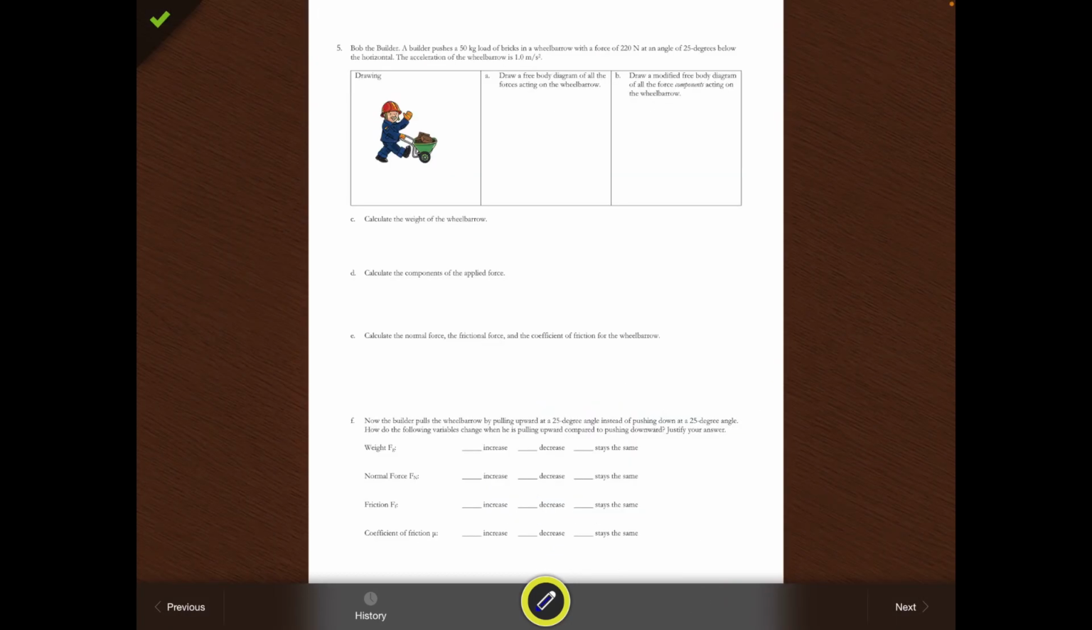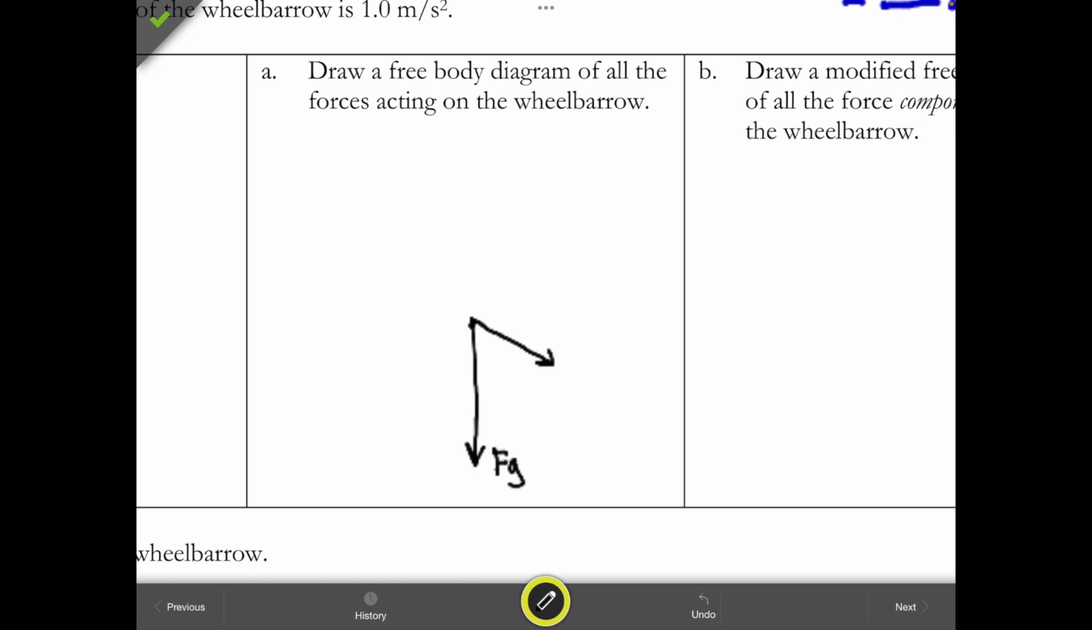All right, we've got Bob the Builder here. Bob the Builder is pushing at an angle of 25 degrees below the horizontal. So I'm going to do my gravitational force down. Fa is down and to the right.